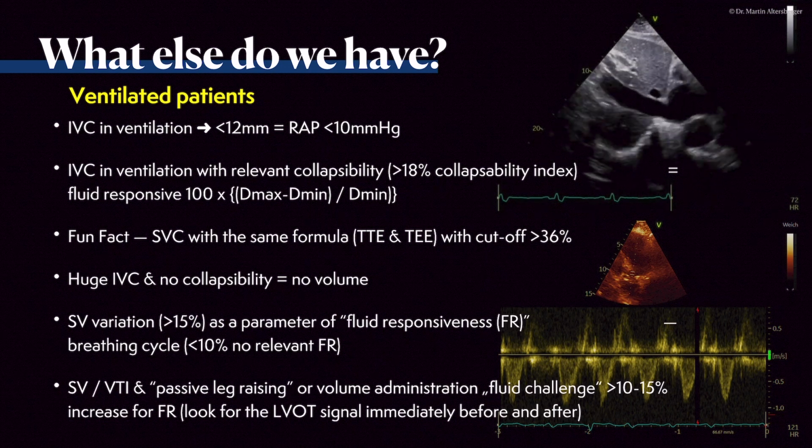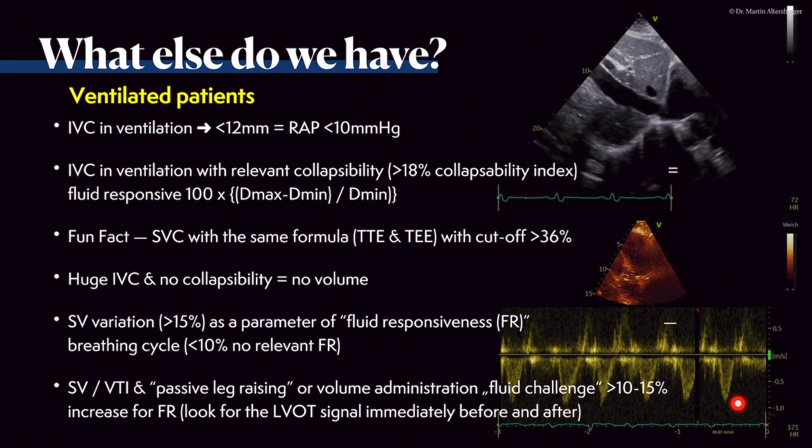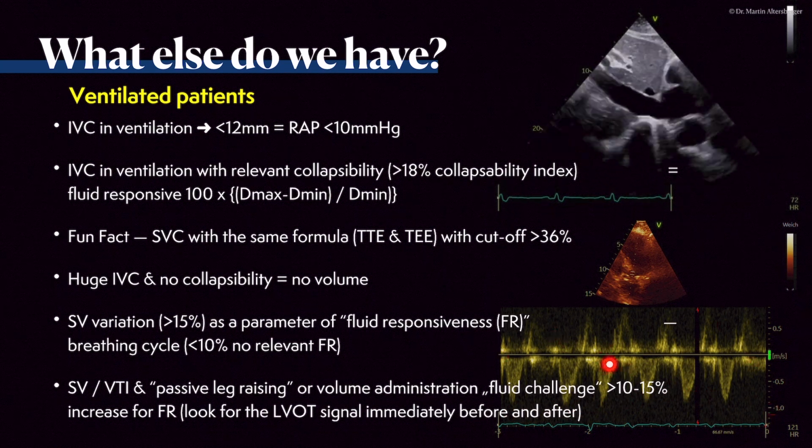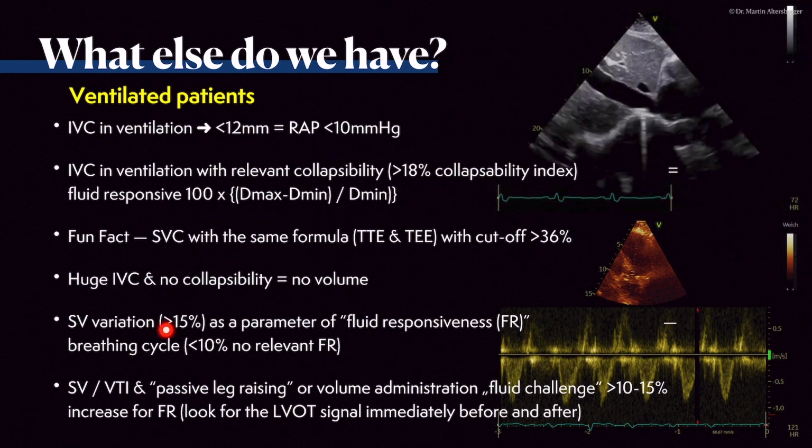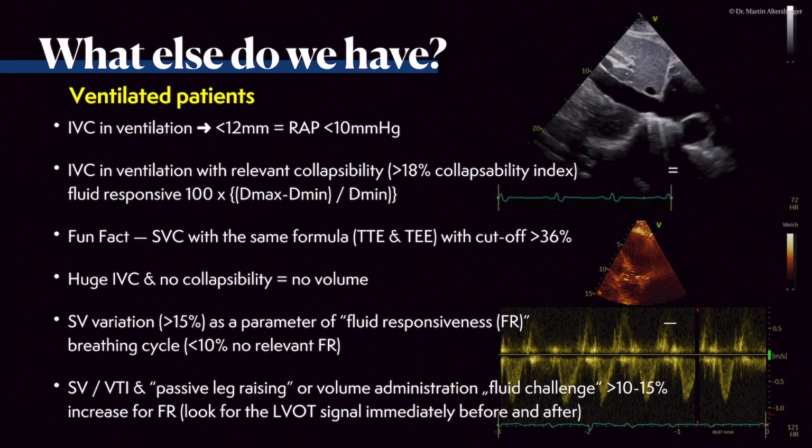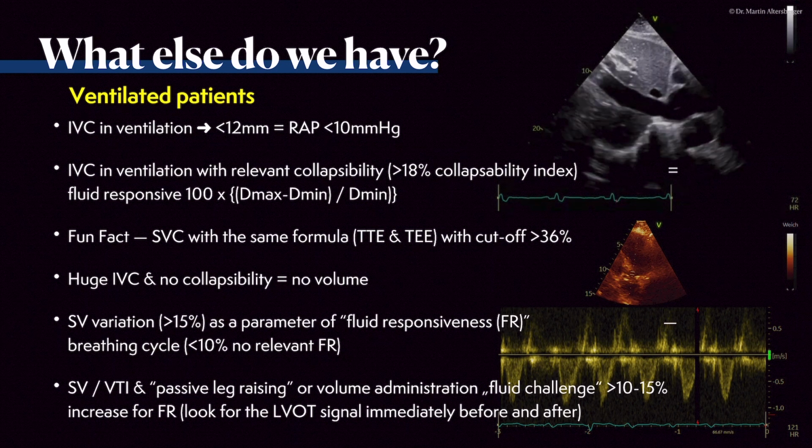Furthermore, you can use the pulsed wave Doppler signal. We have discussed it now several times. If there's a variation with the respiratory movement and the respiration of the patient, you see that and look at more signals over time. With the respiration, you can even use a respiratory curve. And if you see a variation of above 15% in a breathing cycle, that most likely points towards fluid responsiveness. If it is below 10%, there will most likely be no relevant fluid responsiveness.